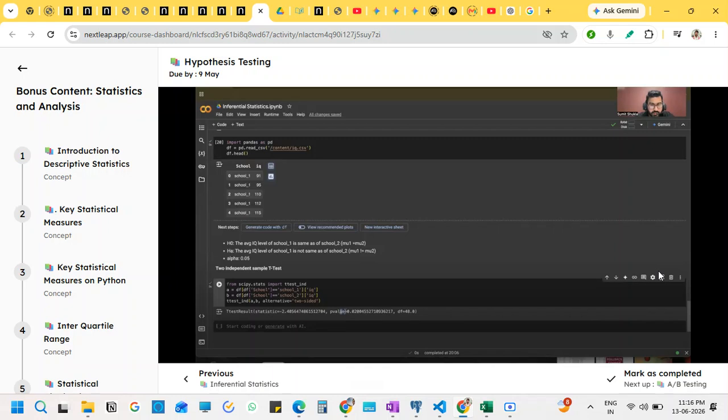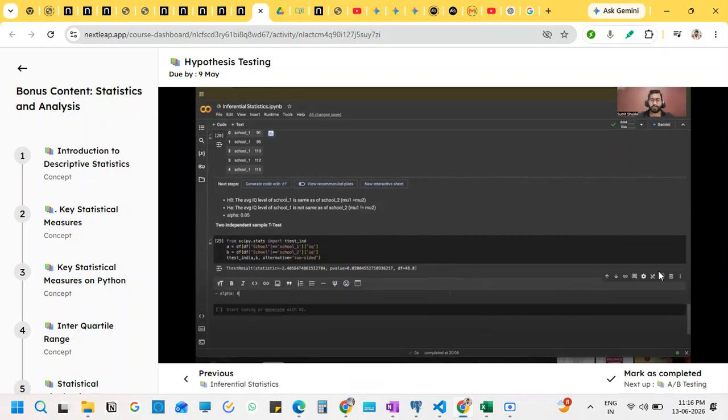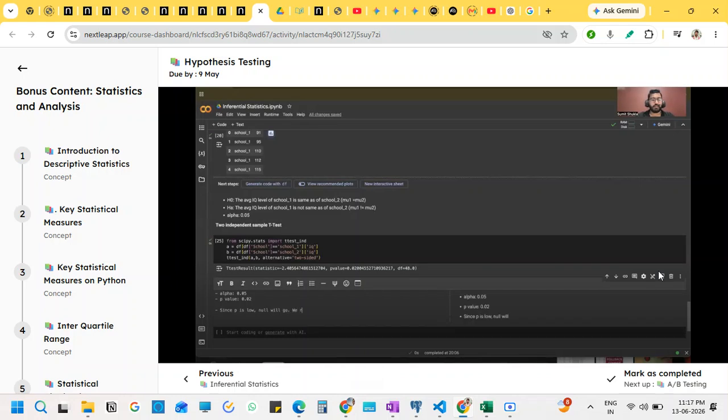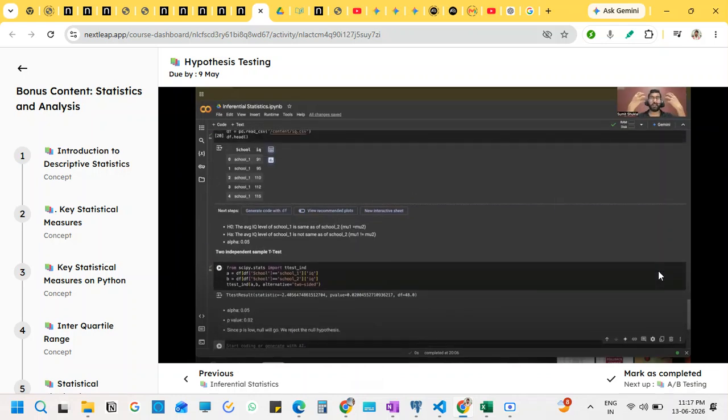So the p value is 0.02. Now, your alpha was 0.05. Your p value came out to be 0.02. Now, since p is low, null will go. Basically, we reject the null hypothesis. Okay. Basically, the two IQ levels, the IQ level of two schools are not the same. They are actually different. Now, let's see their average IQ level first of all.